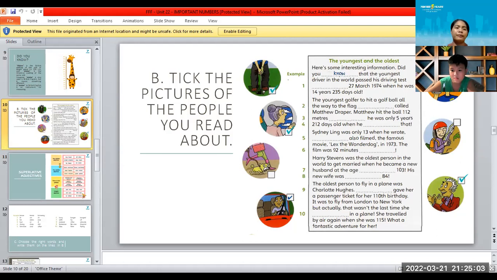This is our, look at the youngest and the oldest. This is some interesting information. Do you know how to answer this? Can you see my slide?